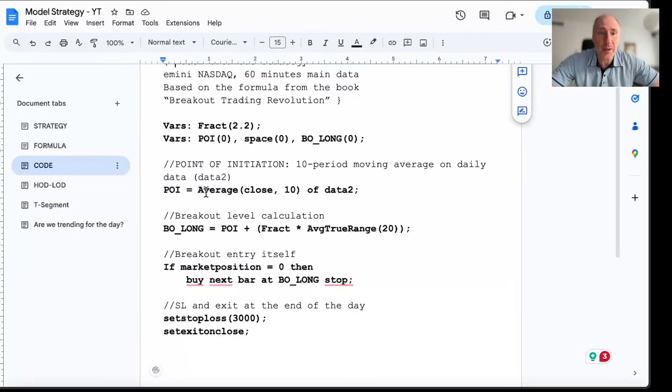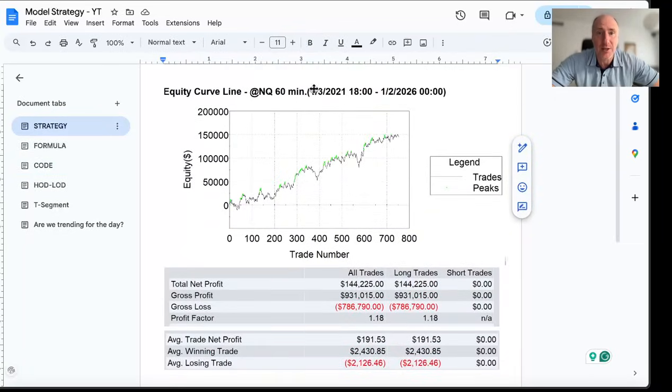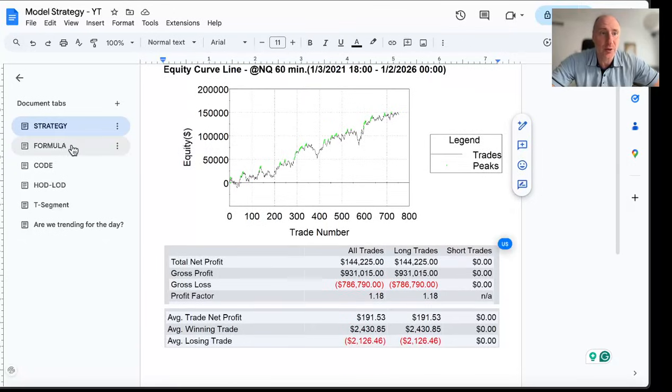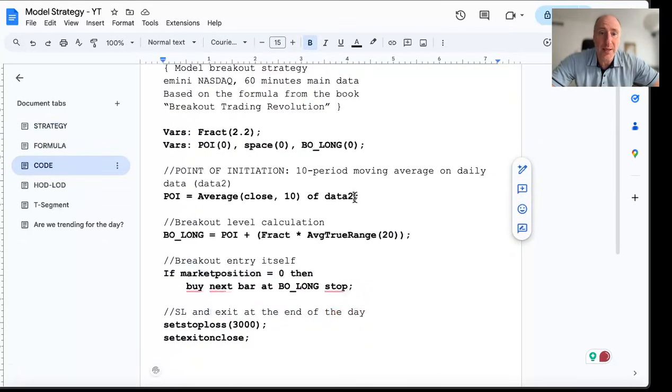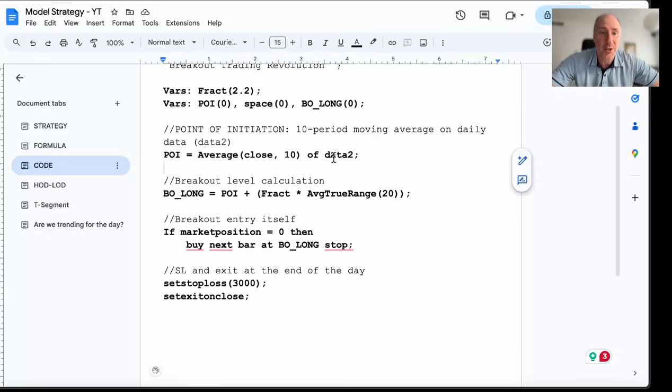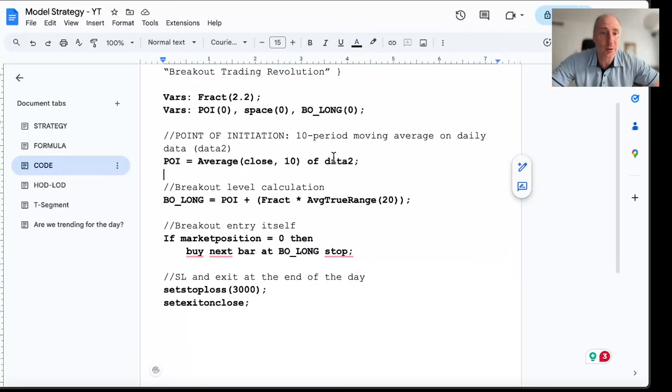So basically what we do, we just take a 10 period moving average on data 2, that means on daily data, because don't forget that the main strategy is on 60 minutes data. So here we also use secondary data, which is daily data, and we calculate moving average period 10. By the way, this is TradeStation code. I only worked with TradeStation. I don't know how to code in any other platform, so don't ask me about any other platform. Ask ChatGPT. It can translate anything to anything.